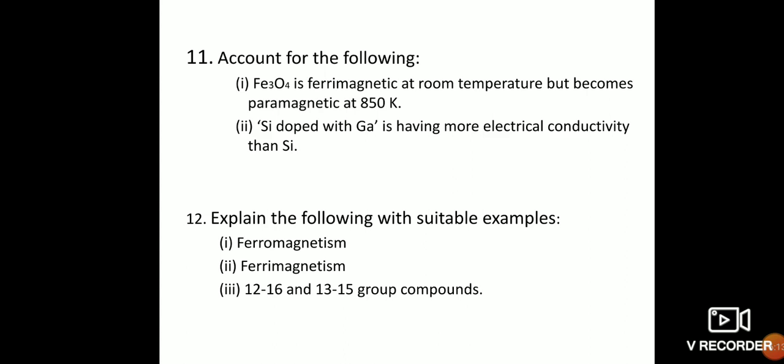Next one is ferrimagnetism. These are substances in which magnetic moment domains are aligned in parallel and anti-parallel directions in unequal numbers. These lose their magnetism when heated above the Curie temperature. Examples are magnetite or ferrites.